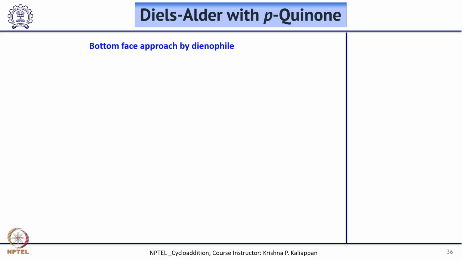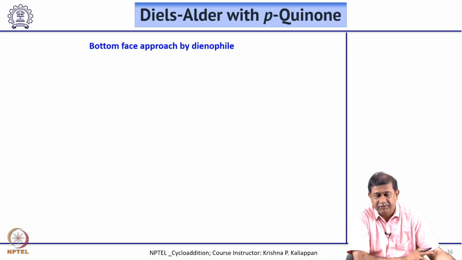So, good morning everyone and welcome back to this NPTEL lecture series on cycloaddition reactions. In the last lecture we talked about the Diels-Alder reaction and also the stereochemical outcome of the 4+2 cycloaddition reaction. In this lecture we will continue our discussion on the stereochemical outcome of the Diels-Alder reaction and then move to the regiochemical outcome of the 4+2 cycloaddition reaction.